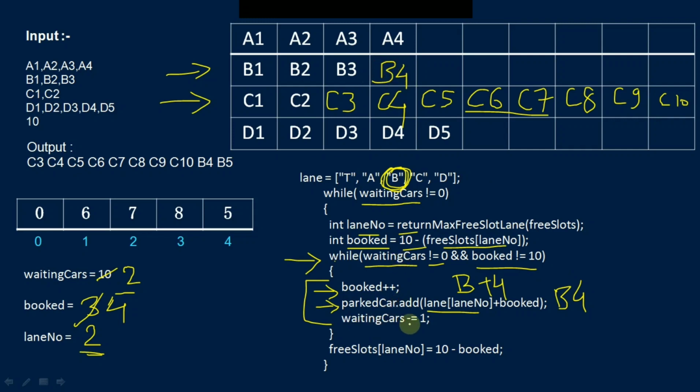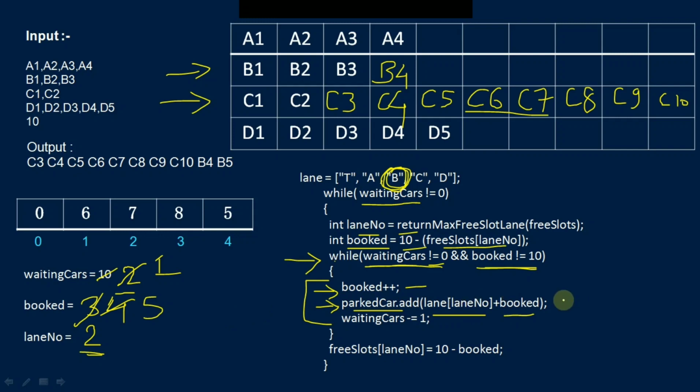Okay, and after that we will decrement the value of waiting cars by 1. So now waiting cars will become 1. So again it will check while waiting cars not equal to 0, the condition is true, and booked is also not equal to 10, the condition is true. So again we will come inside this loop, and booked will be incremented by 1. So now it will become 5, and we will add parked car dot add lane of lane number. So we will get B plus booked.